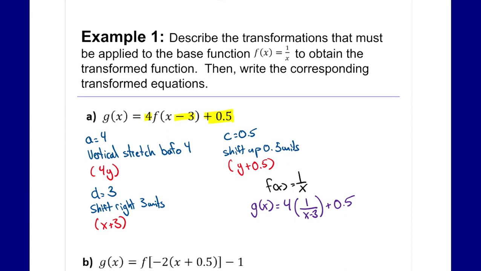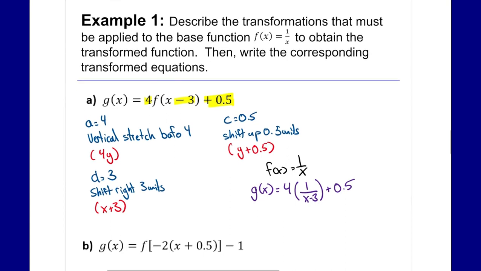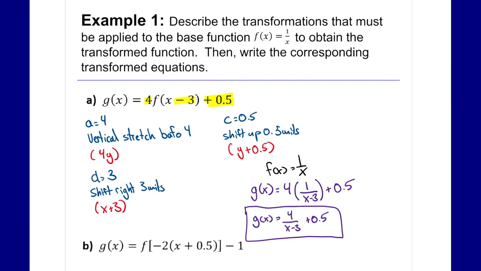There is one other thing we can do with this rational function, and it applies to the A value, because what I can do is I can actually multiply that 4 through, or 4 over 1 as a fraction. So this would become 4 over X minus 3 plus 0.5. So this is my final transformed function, right? It's the simplified transformed function.